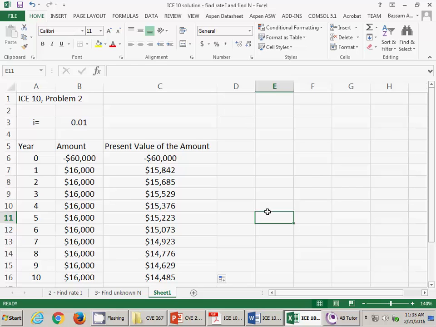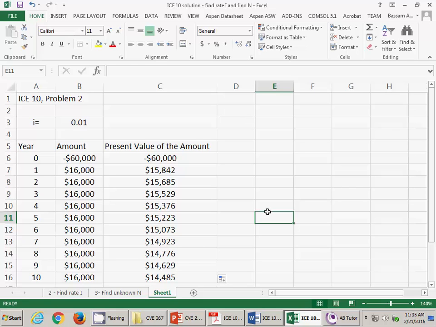Now the question is, you should always ask yourself this, does it make any sense? Do the numbers it's giving you make logical sense? So it's saying, for example, $16,000 in year 10 is only worth $14,485 at the present, if the discount rate is 1%. So does it make logical sense that this amount is smaller than the amount from year 5?